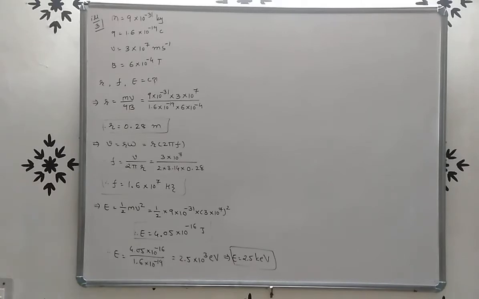Then to find out the value of energy, E is equal to 1/2 mv². We know the value of the mass of the electron and the velocity v, so we can easily find out the value of energy E. Then to convert the joule into electron volt, we divide 4.05 × 10^-16 by 1.6 × 10^-19. So we get the answer of energy in electron volt, right?